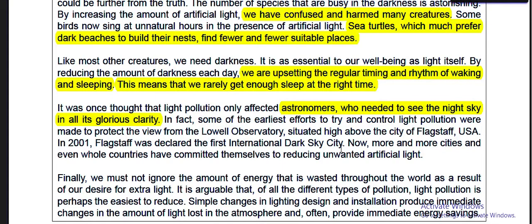In fact, some of the earliest efforts to try and control light pollution were made to protect the view from Lowell Observatory, situated high above the city of Flagstaff, USA. In 2001, Flagstaff was declared the first international dark sky city. Now, more and more cities and even whole countries have committed themselves to reducing unwanted artificial light. That's because it affects astronomers. So that's just the point given there. Other sentences in that paragraph are only developing that topic sentence.